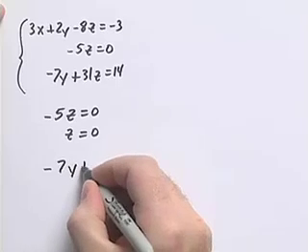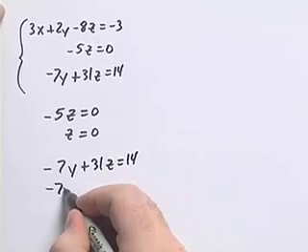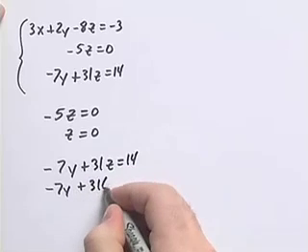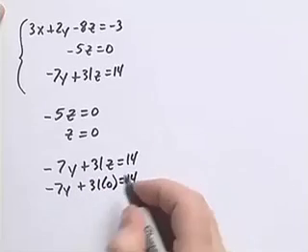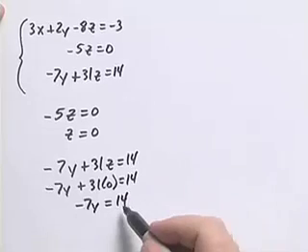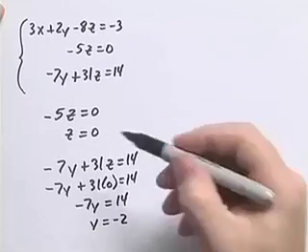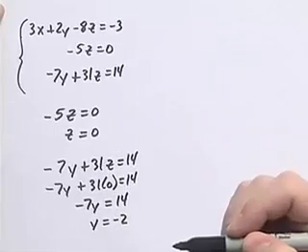Negative 7y plus 31z equals 14. We're going to plug in our value for z, 0. So we end up with negative 7y is equal to 14. Divide both sides by negative 7, so y is equal to negative 2. So now we know the value for z, and we know the value for y.